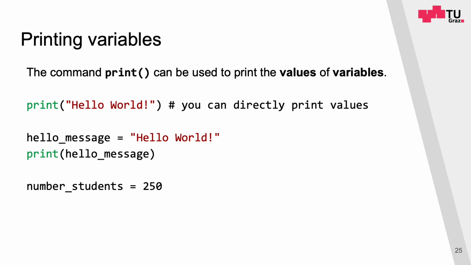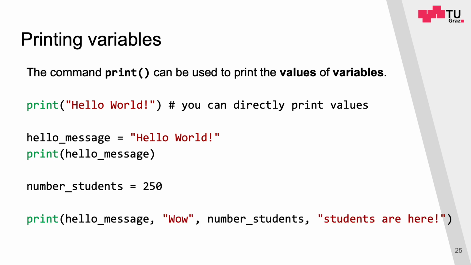And also we can, for example, store an integer value, for example 250, in a variable called number_of_students, and then we can print out a series of variables and values in one print statement. As you can see here, we first use the variable hello_message, which contains the string hello world, and then separated by a comma, we have the string wow. Then the next argument, so to say, in the print command is number_of_students. So this is again a variable which holds the value 250.